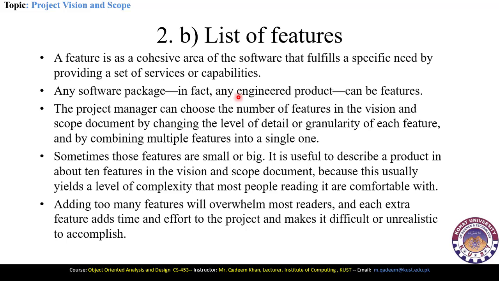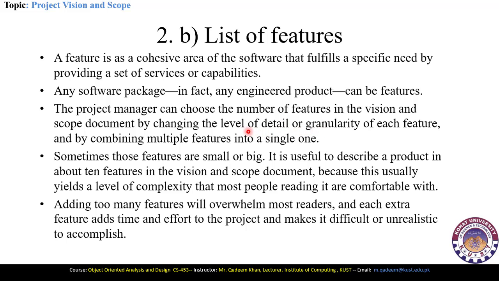So here different software packages which are engineered or produced by the software developers can be the list of features. The project manager can choose the number of features in a vision and scope document by changing the levels of detail or the granularity of each feature, or by combining multiple features into a single one. Sometimes we can divide a feature into multiple sub features as well.